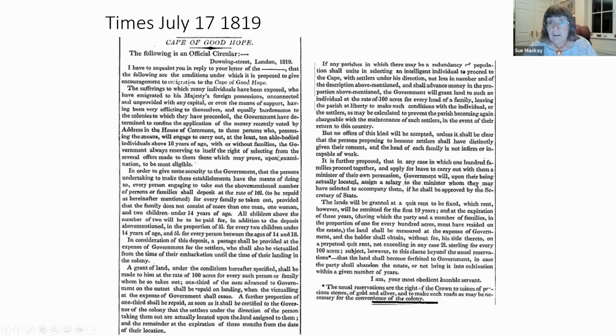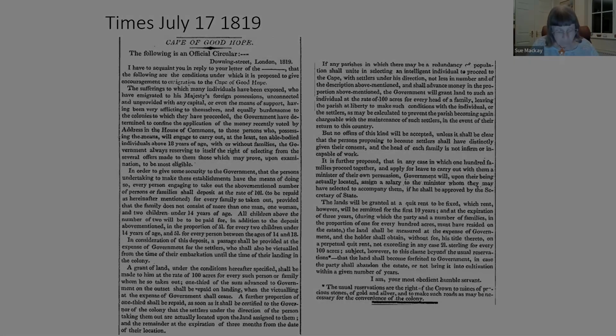But note the paragraph here, it says, there may be a redundancy of population. The dreadful phrase which all the parish authorities used. They didn't want to pay them poor relief, so they were redundant. And there's also an interesting paragraph at the bottom. There was a rider that if the land they gave to the settlers happened to be on any valuable mines or land that was needed for roads, well, then they had to give it back.